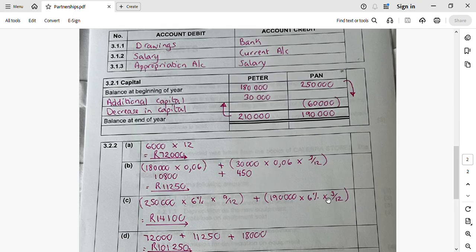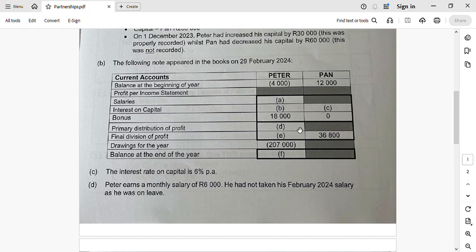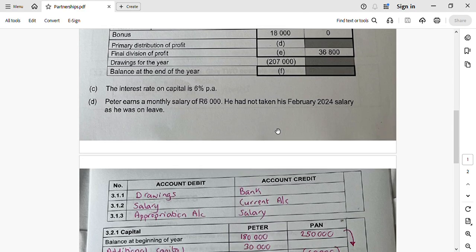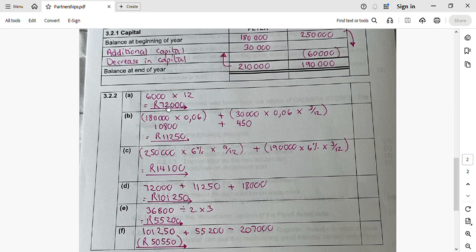Okay, then D is simple, primary distribution. You take your salaries, your interest, and your bonus, and you total them. So you take whatever you've got for A plus B plus the bonus of 18,000 gives you 101,250.